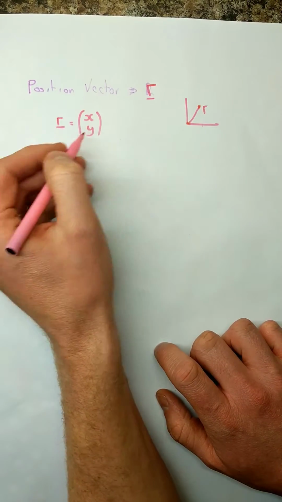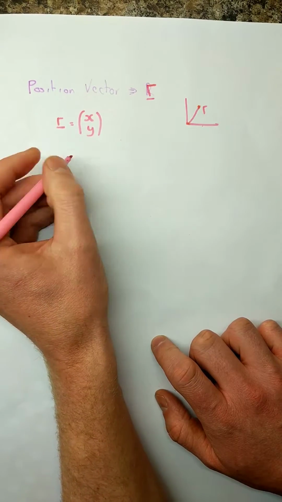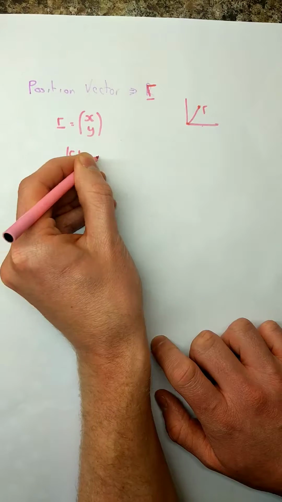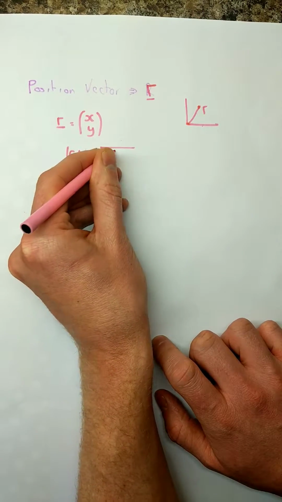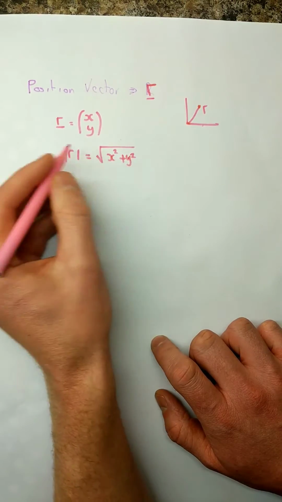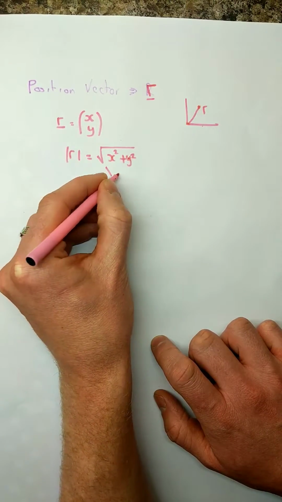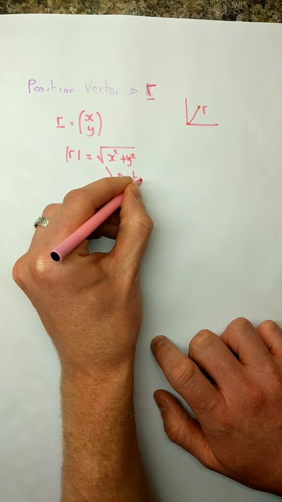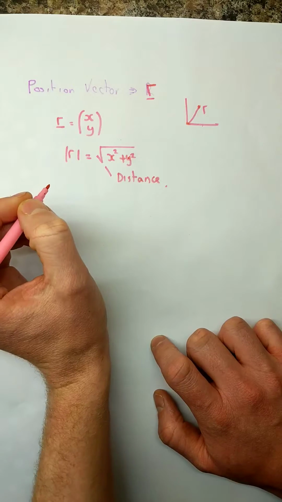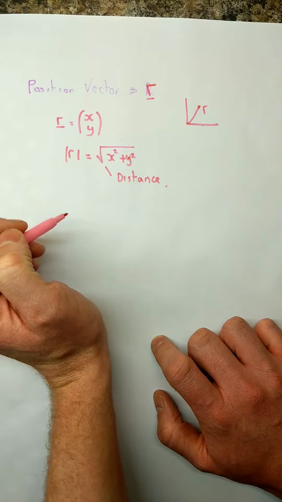It means that we can work out the magnitude of this position vector, just like in the previous bit. The magnitude is basically Pythagoras: the square root of x squared plus y squared. And remember that the magnitude of the position vector will be given as the distance. So that's the position vector and the distance.